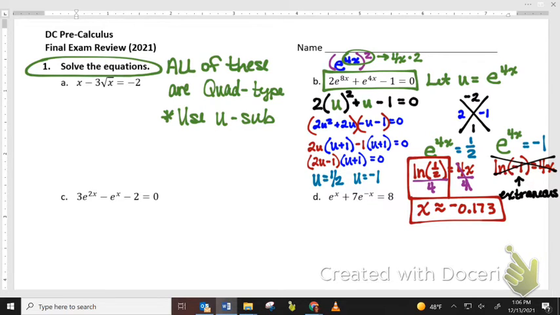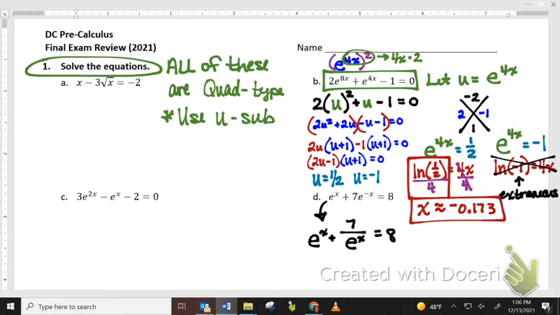All the rest of the problems in number 1 are quadratic type like this one. You just need to figure out what u is going to equal in order to move forward. Yes, ma'am. So just for D, what would u equal? Would it be e to the x? Yes. Here's why. Let me rewrite this in a slightly different form. So I would have e to the x plus, when I have e to the negative x, that's the same as having e to the x on bottom, right? And then equals 8. Even doing quadratic type, I can't have that piece in the denominator.